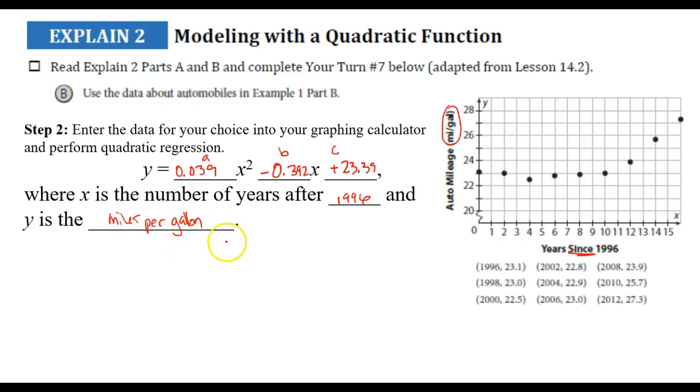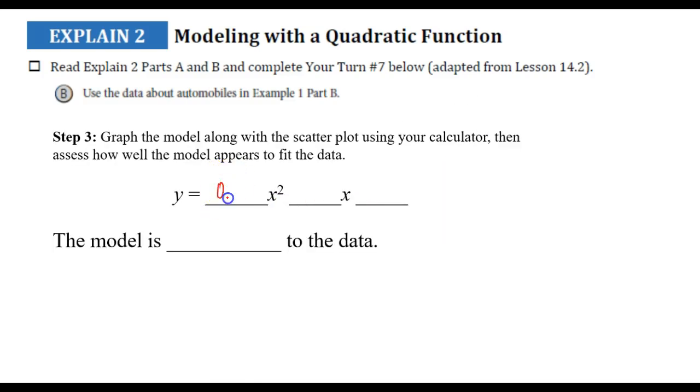Alright, part C, we're going to just record this right here, 0.039, and that's why it's important to write it down on a separate piece of paper, so that we can write this down. And then it says the model is, do you think it's close? Not close? Very close? I'll let you write in your own adjective.